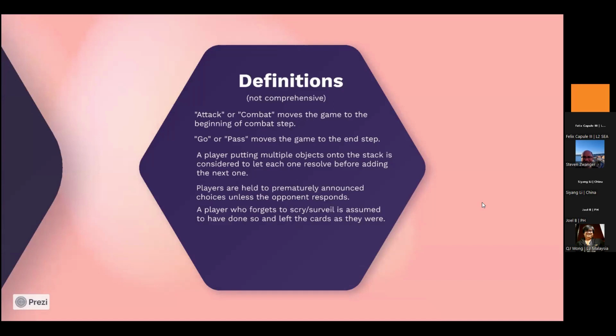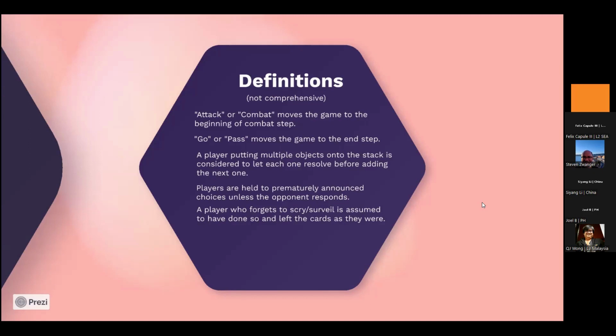attack or combat or declare attackers or go to combat, anything that means something like I'm about to attack. This shortcut moves the game to the beginning of combat step. And if the opponent is acting, they're going to be acting in the beginning of combat step. One of the interesting things about this shortcut is that it actually requires 2 sets of priority passes to actually move out of the beginning of combat step and into declare attackers. And we'll see some of the aspects of this particular shortcut in a bit.